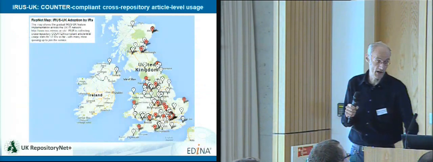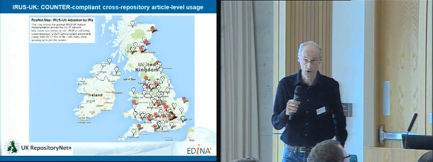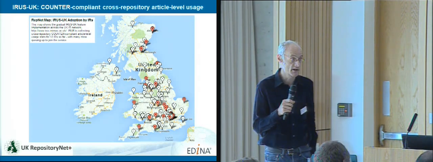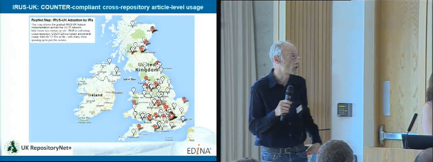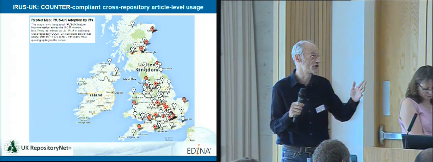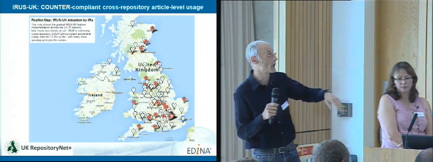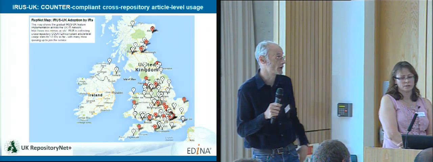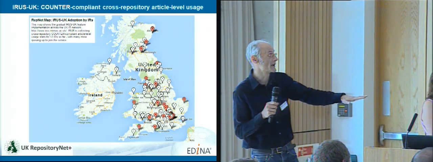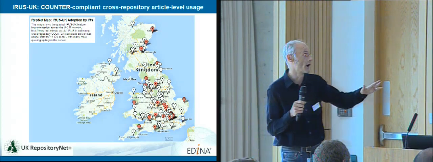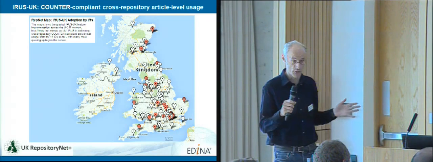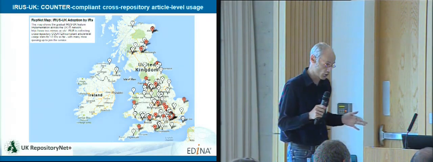First one is IRUS. IRUS, you probably know about this project carried out by Mimas and Cranfield University, is a project for collecting COUNTER-compliant article-level cross-repository usage statistics across the whole UK repository network. This is the map of its current implementation. IRUS has been installed on 35 repositories so far, and it's aiming to provide wider coverage on the whole network.